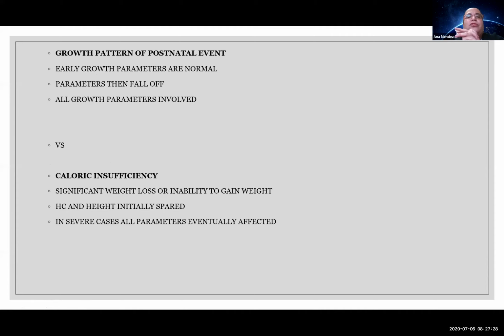Okay, so the growth pattern of postnatal events. Early growth parameters are normal. If something happens after birth, usually the early growth parameters are going to be normal, and then the parameters fall off the normal growth line, and all growth parameters are usually involved, versus caloric insufficiency. Here it will be something like a kid with hypothyroidism that can have this happen, versus not eating enough. First, there is significant weight loss or inability to gain weight. Then head circumference and height are initially spared. And in severe cases, all parameters eventually are affected.